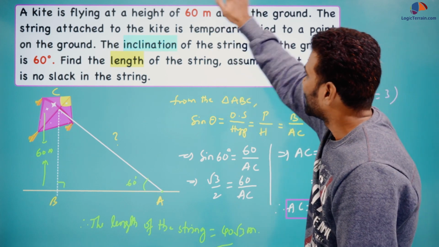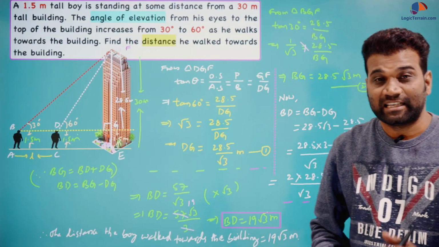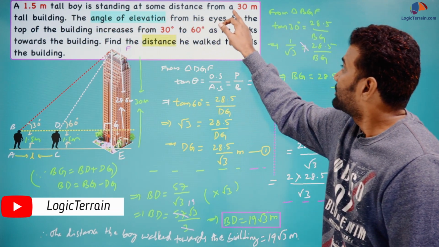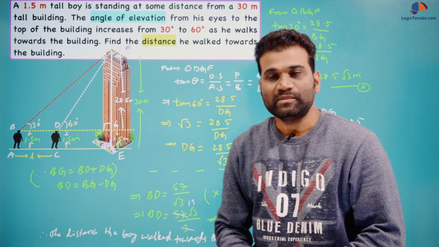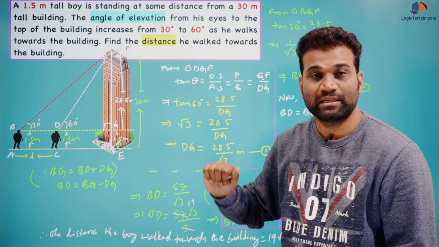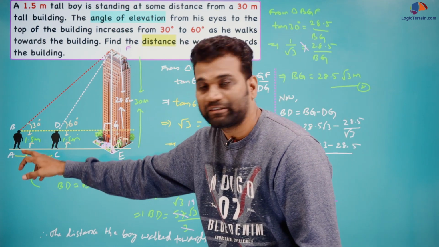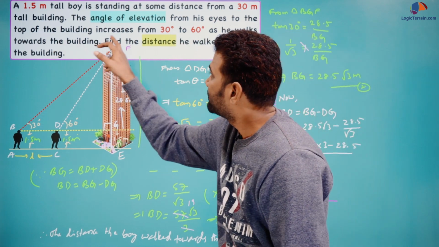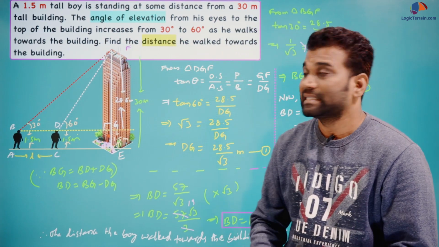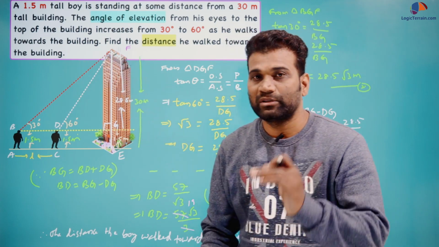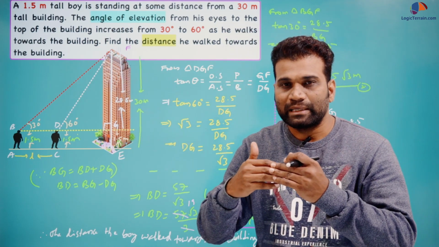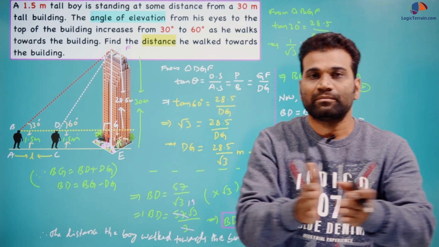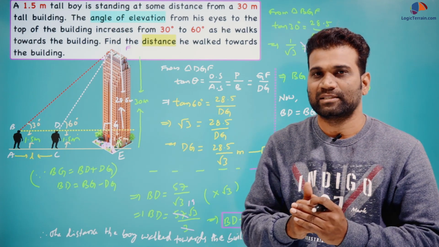The next one. Here is our next question, a very interesting one. A 1.5 meter tall boy is standing at some distance from a 30 meter tall building. There is a building whose height is 30 meters and a boy whose height is 1.5 meters. The angle of elevation from his eyes to the top of the building increases from 30 degrees to 60 degrees as he walks towards the building. Here you need to remember, when you keep moving towards the object, the angle increases. When you are away from the building, the angle decreases.